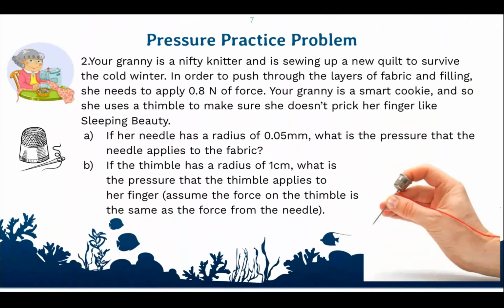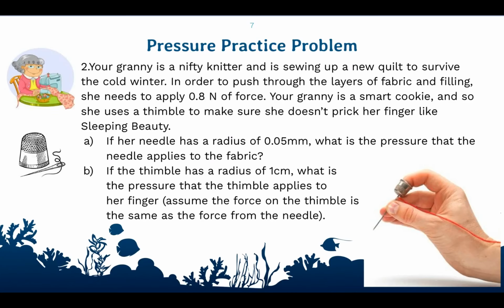And then we have this practice problem where our granny is going to push on a needle or on a thimble. And you can calculate the pressure depending on the size of the area that you're pushing on. So you apply the same force, and the pressure on your finger is going to be different because of the area that you're pushing on. So for part A, the radius of the needle is 0.05 millimeters, and we want to find the pressure. And in part B, the radius of the thimble is 1 centimeter, and we're going to figure out the pressure.